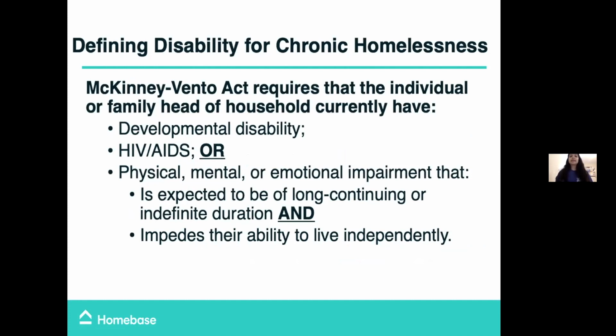So the McKinney-Vento Act, as amended by the HEARTH Act, requires that the individual or head of household has a developmental disability that manifested before the age of 22, that results in substantial functional limitations and impedes their ability to live independently and secure economic self-sufficiency, or the person has HIV/AIDS, or a physical, mental, or emotional impairment that is expected to be chronic and last for an indefinite duration and impede their ability to live independently. It must satisfy both of those conditions. The physical, mental, or emotional impairment could be caused by alcohol and drug abuse, PTSD, or brain injury.